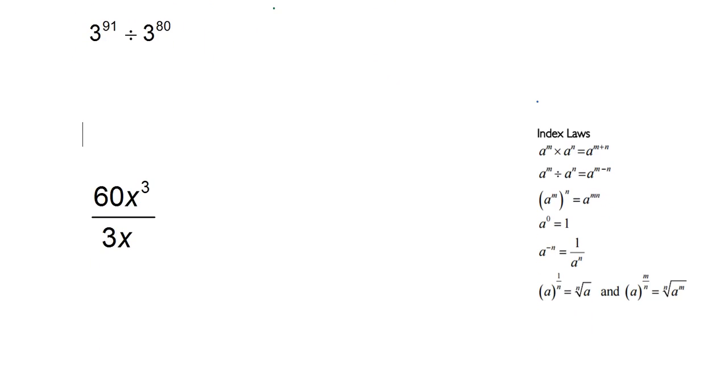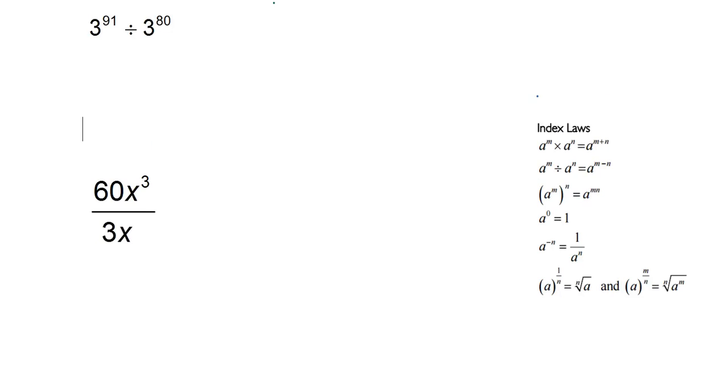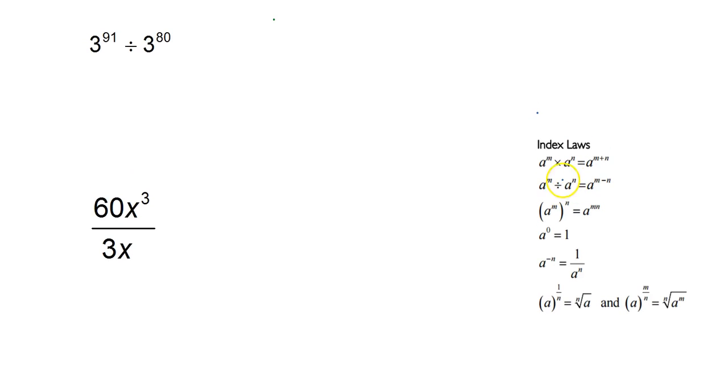Okay, so let's move on to our division examples. So it starts off pretty simple. We can see we're using this second index law here. I know that because I've got my 2 bases that are the same and they've got a division between them. Okay, so following that formula, I'm going to keep my base the same, so the base is going to stay 3, and I'm going to take away the powers. Okay, so 3 to the power of 11.